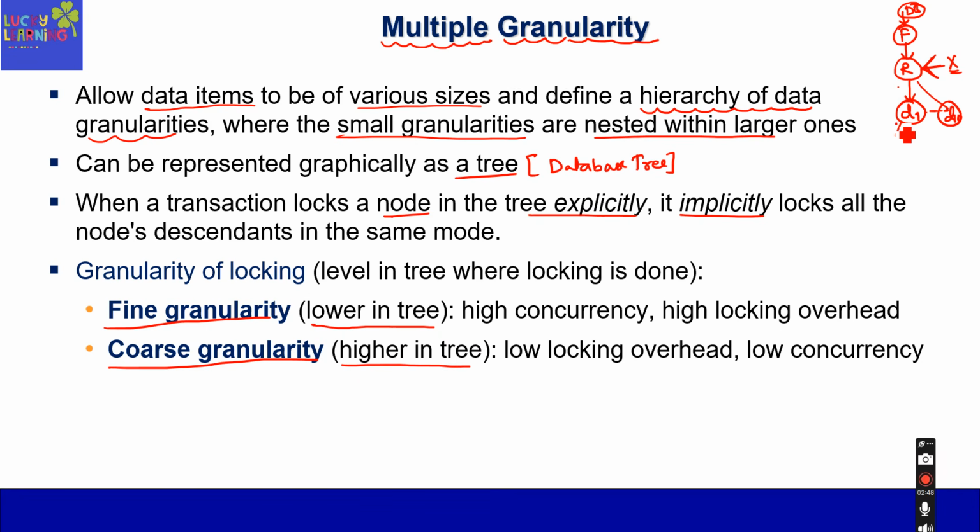In fine granularity, locking is at the lower level, so the number of locks is more, which means there is locking overhead, but high concurrency is possible because multiple transactions can run simultaneously. In the case of locks at the higher level, locking overhead is less, but concurrency is also less.